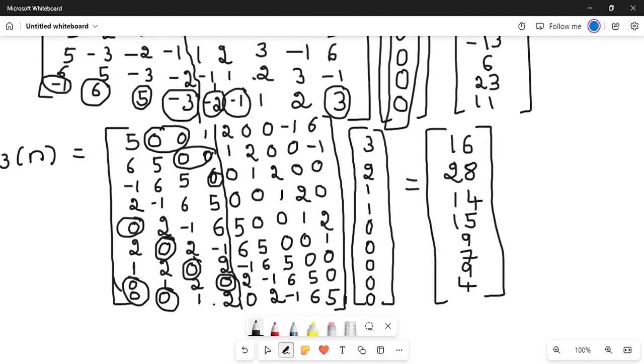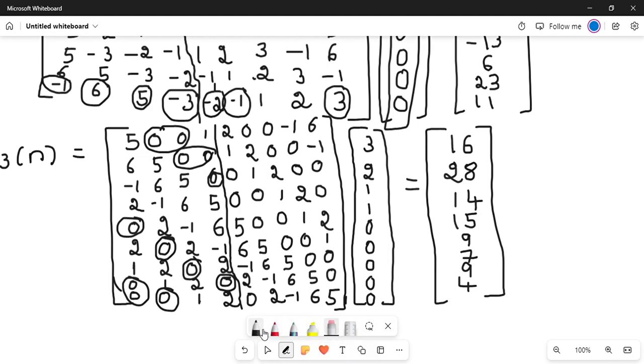Okay, so once again, 1 into 1 is 1, 2 into 1 is 2. So it is 1 plus 2, which is equal to 3. Okay, yes, it is 3. So this is my resultant y3 of n.